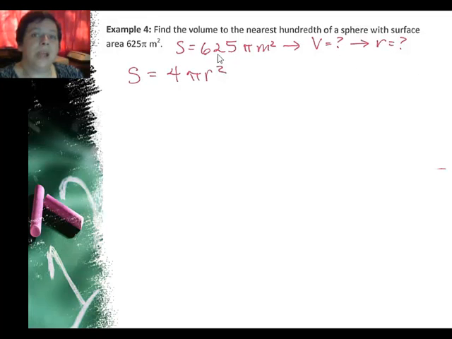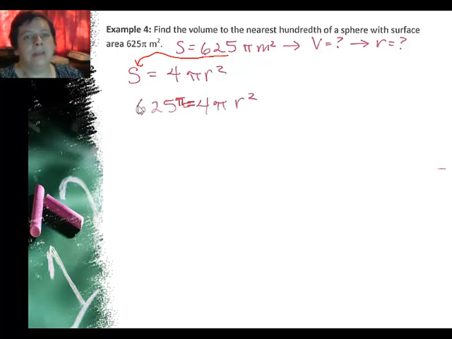So surface area, I'm going to go ahead and write down the formula for this. Again, you might say, hey, I already know surface area. Why do I want to write down the formula for that? Well, this is going to help you find the radius. So what's going to happen is I'm going to take this 625 and put it right in there for S. 625 pi equals 4 pi r squared.